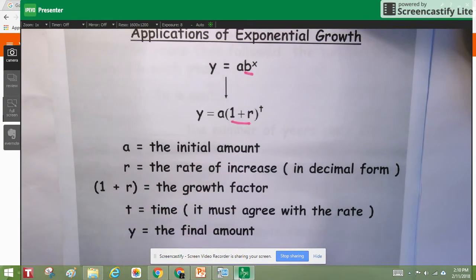So a is your initial amount, or the initial amount that you're investing. R will be your rate of increase. It will be some percentage that you will have to change to decimal form. 1 plus r is what we refer to as the growth factor, and t is time. It must agree with the rate. So if your rate is 3% per month, then your time has to be in months. Or if it's 3% a year, then your time has to be in years. And y is the final amount.